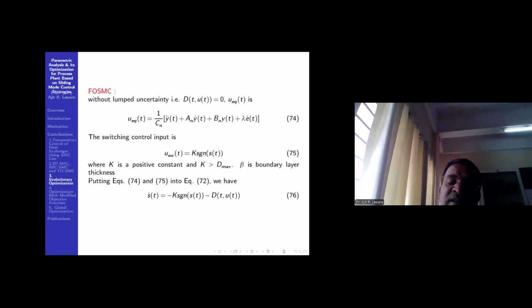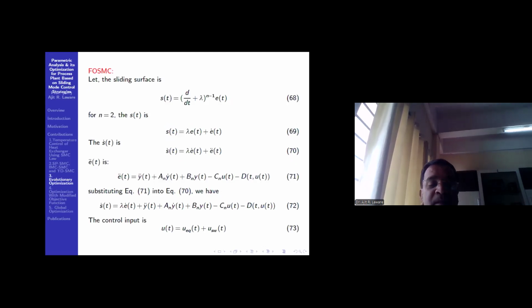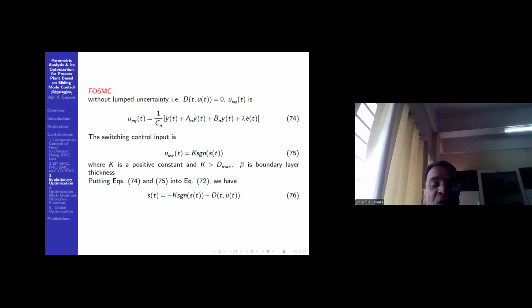Later on, this boundary layer thickness is the parameter in the hyperbolic tangential function. Putting this 74 and 75 into 72, 72 is this one, the S dot t term. So I am getting what? S dot t equal to minus k SGN S of t minus dt u of t. This is a very important equation as far as stability is concerned, by considering the Lyapunov function. So this S dot t equal to minus k SGN S of t minus dt u of t, equation 76, we will have to put into the Lyapunov equation.